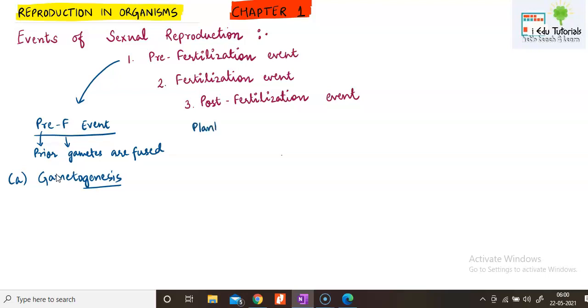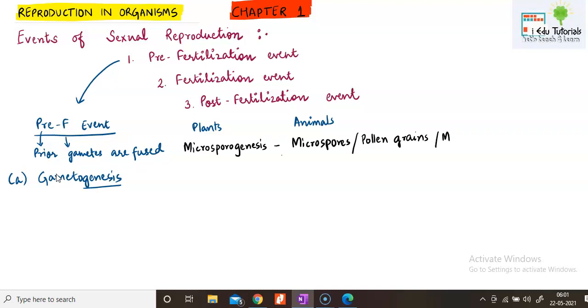Here we will be talking about plants and we will be talking about animals also. In plants, whenever gametes are formed, because there are two types of gametes, one the male gamete and another the female gamete, there will be two types of gametogenesis. One will be known as microsporogenesis, that will form the microspores, and microspores you know because they are small in size, that is why we are calling them microspores. They are also known as pollen grains, and these pollen grains act as the male gamete. Now male gametes are formed.